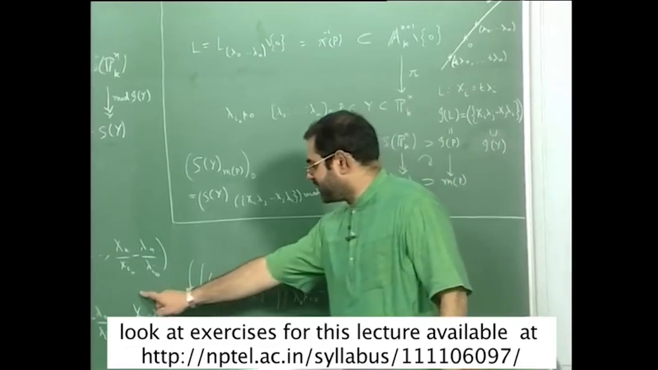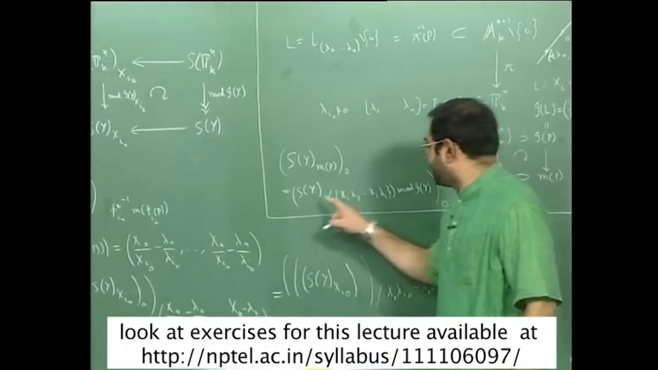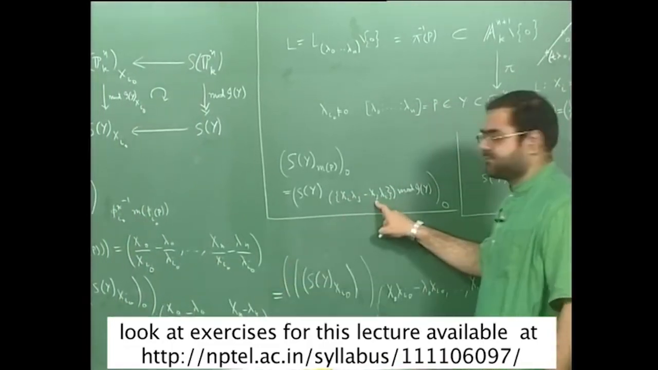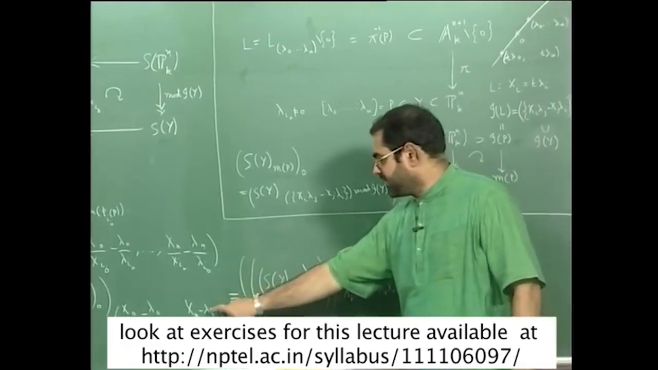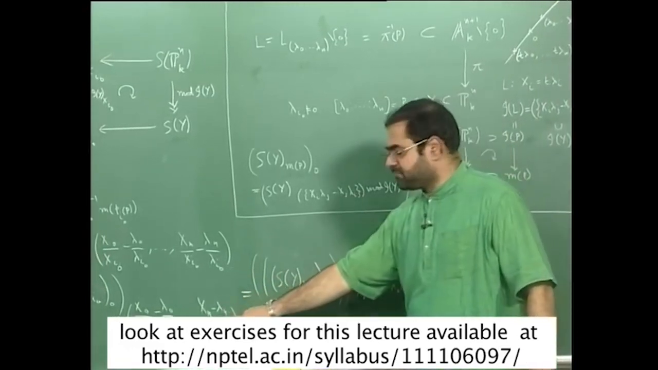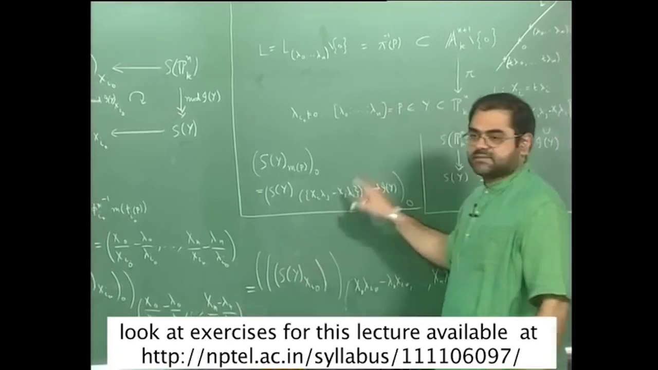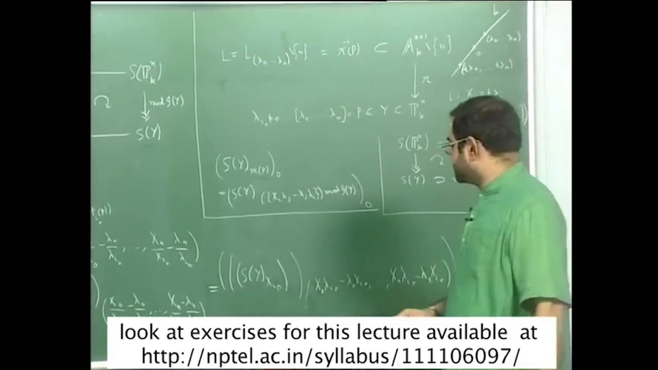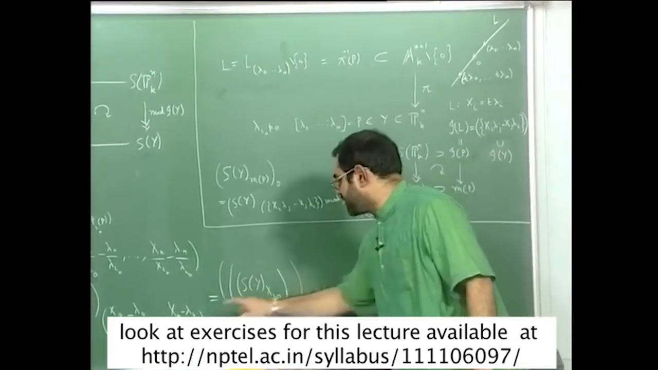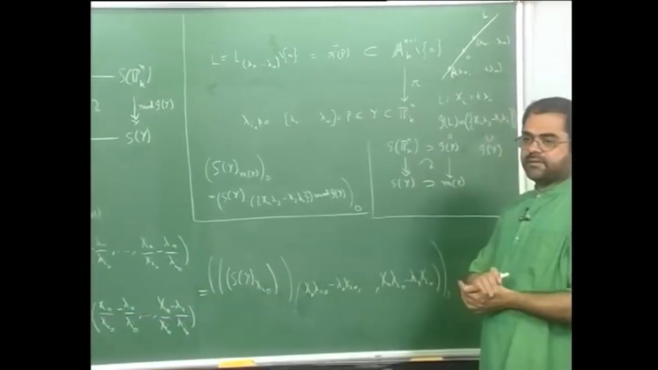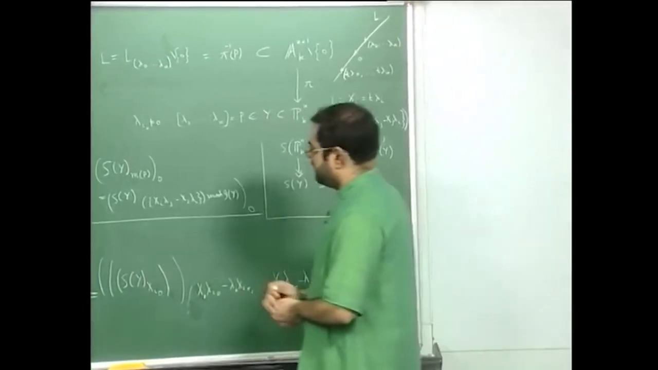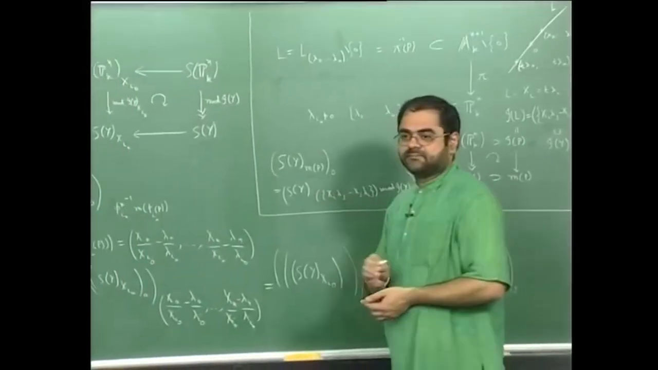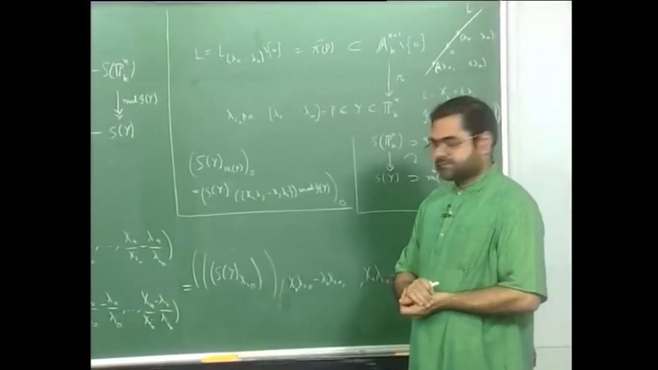I'll leave it to you to check that this guy here and this guy here are one and the same, okay. It's just a matter of some commutative algebra to check that this is the same as this. It's an easy check. You'll have to check whether this is also equal to this, all right. But I leave it to you to check that this is equal to this, okay. And I'll stop here.